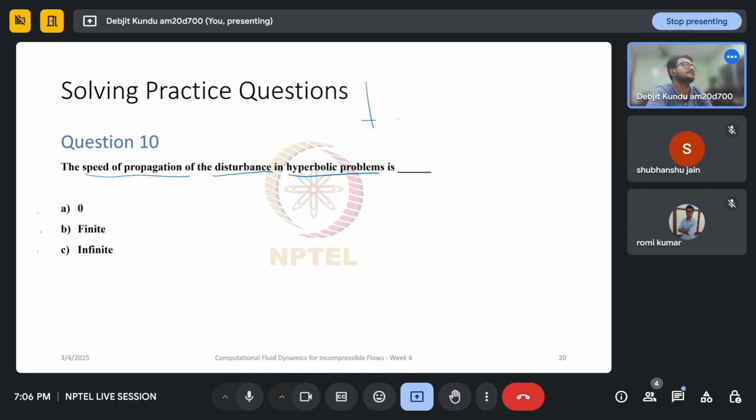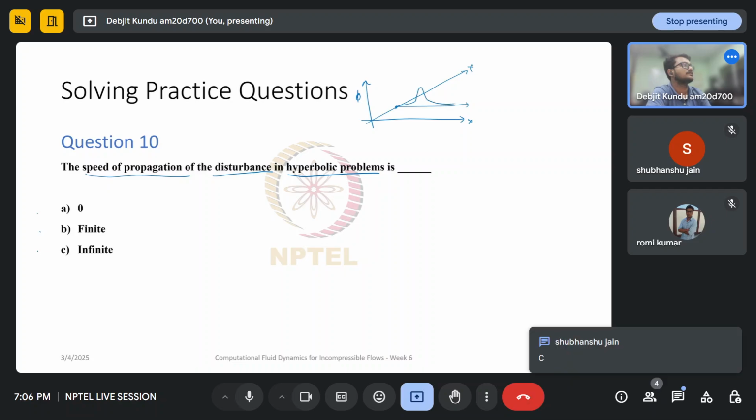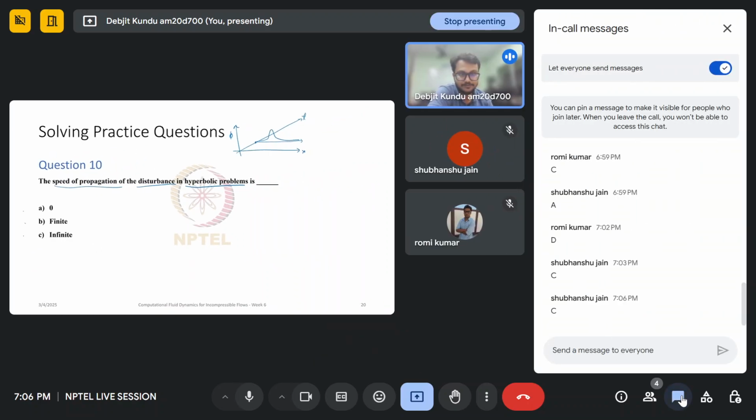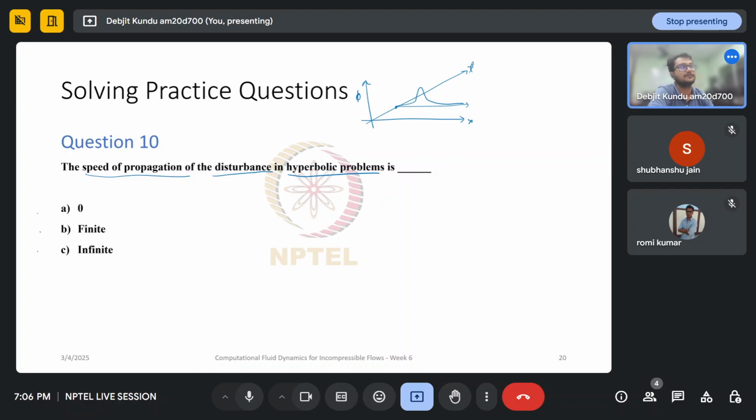So basically, if this is my solution at some point in time, like this, what will happen to that disturbance as I move forward in time? That will travel, right? So what is the speed of travel of that? Is it zero, finite, or infinite? We have a response which says it should be option C, infinite.